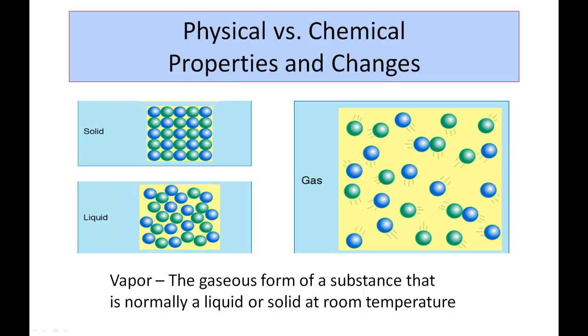A vapor is a gaseous form of a substance, but is normally found as a liquid or solid at room temperature. For example, if I were to squirt a little bit of water on the table and I came back the next day, the water would be gone. That is because it evaporated into a gaseous form. But because that water is now a gas, but is normally found as a liquid or solid at room temperature, we consider it a vapor, not a gas.